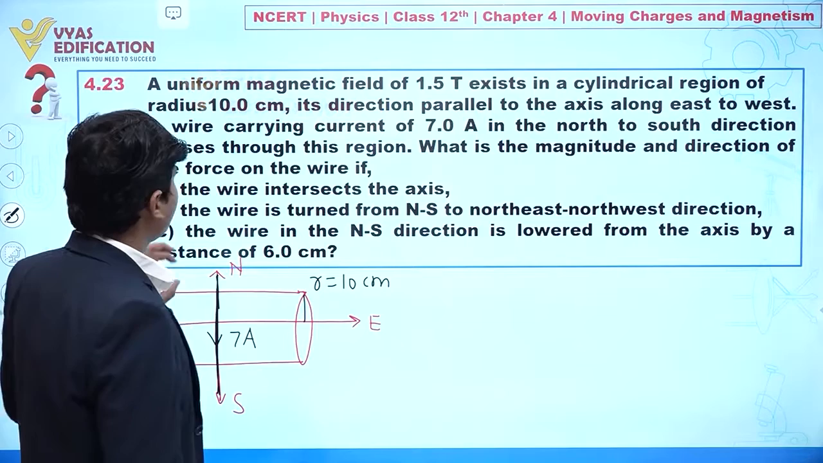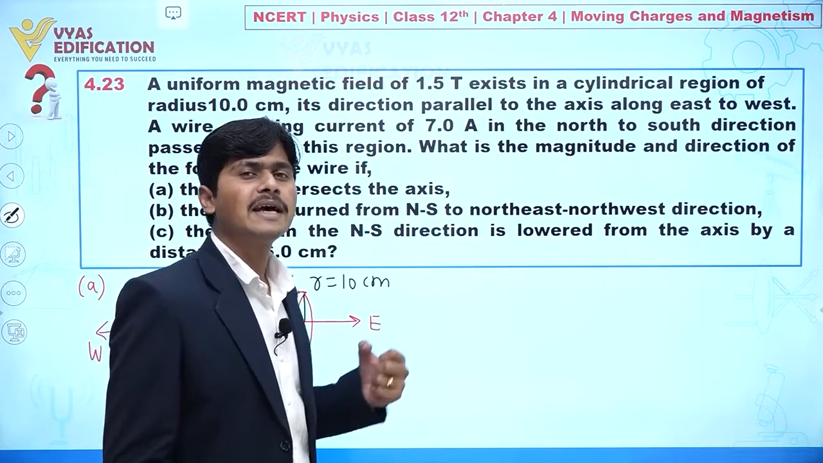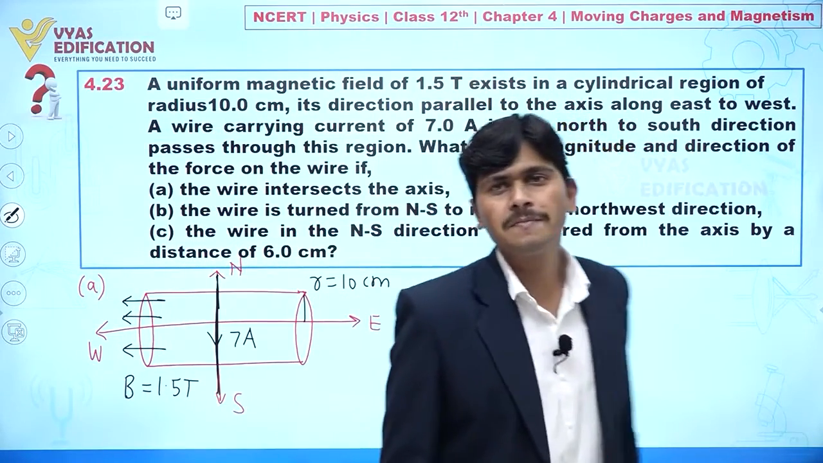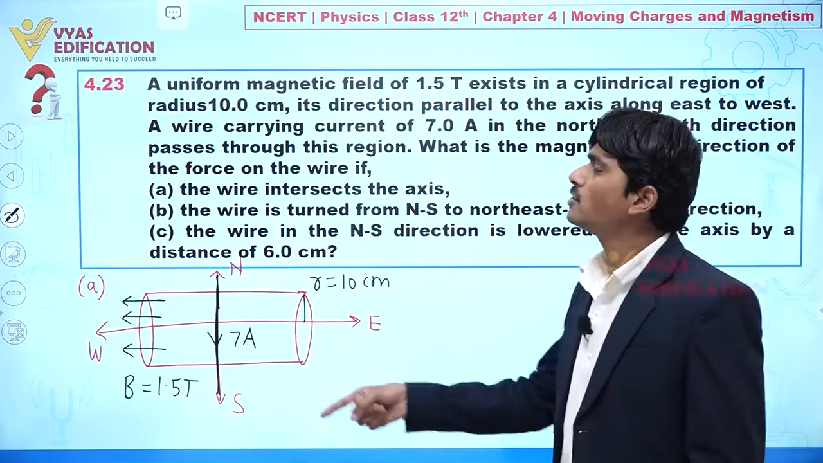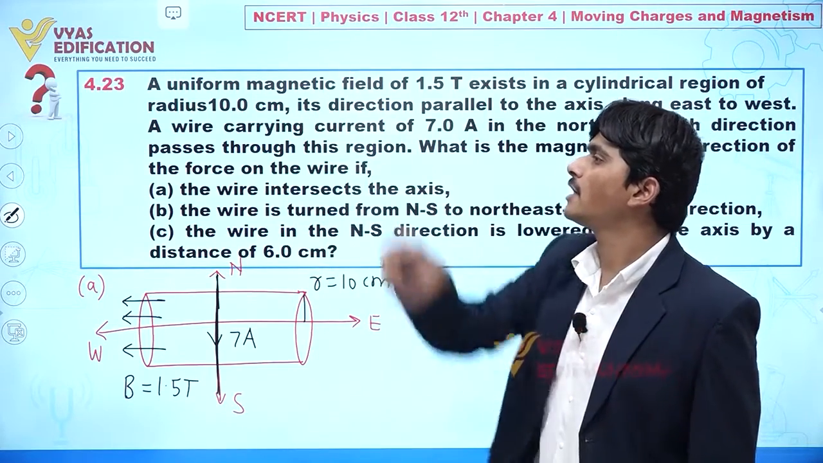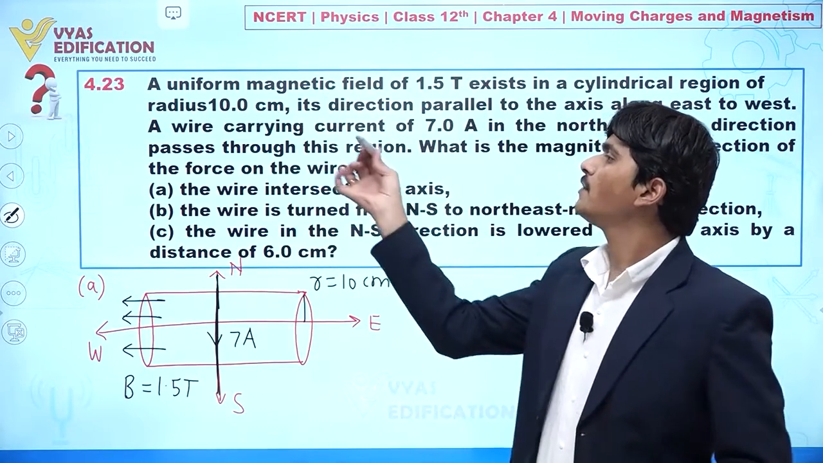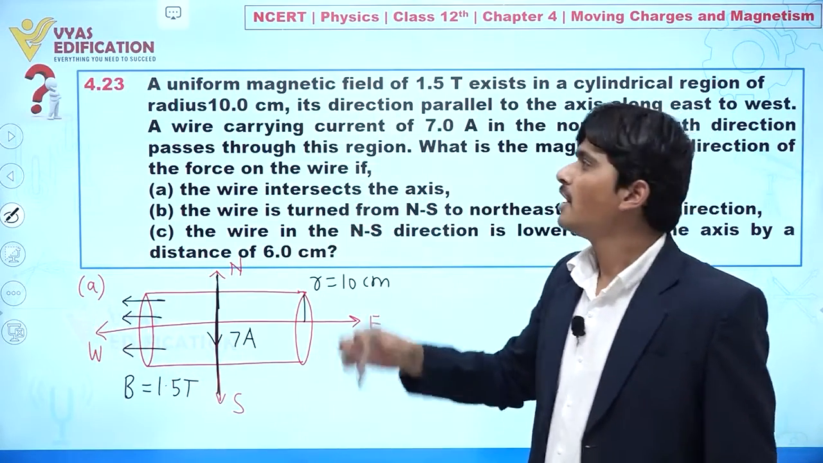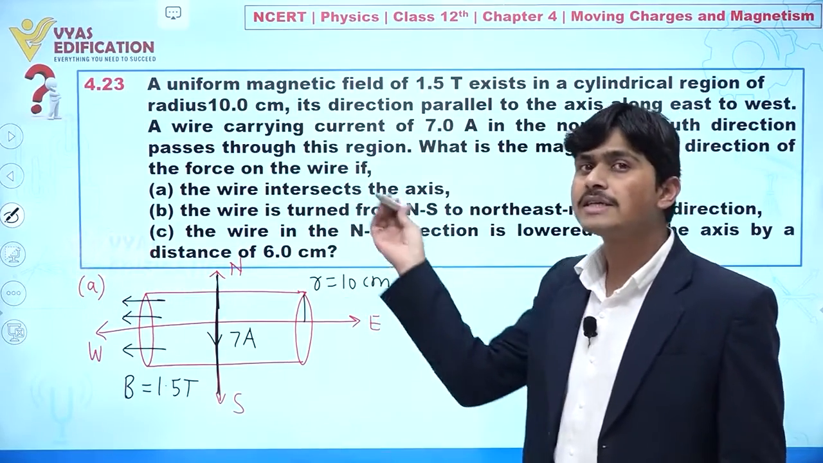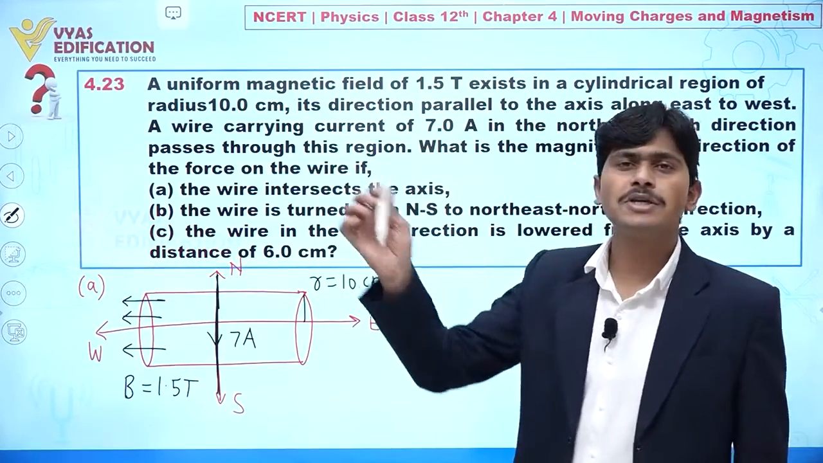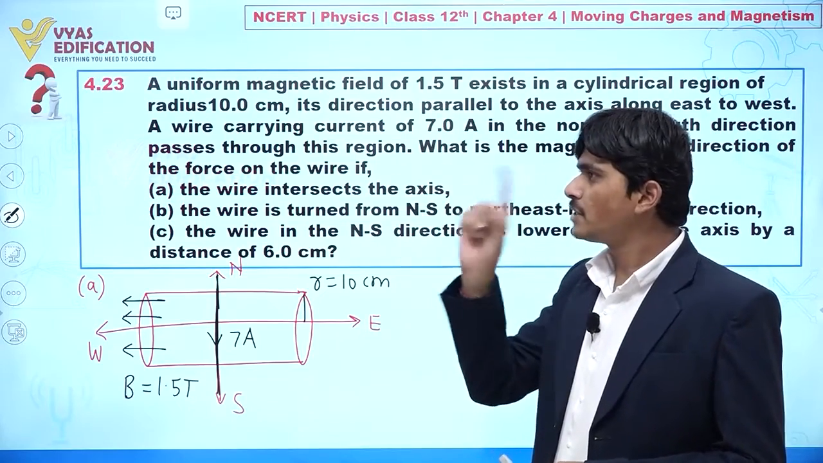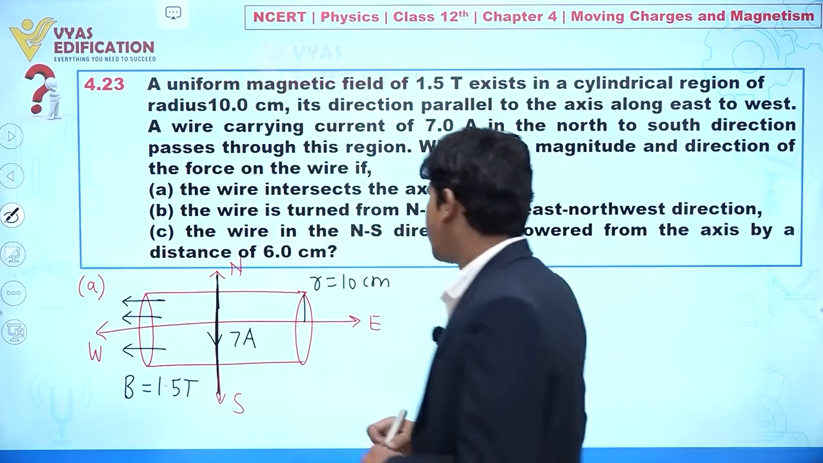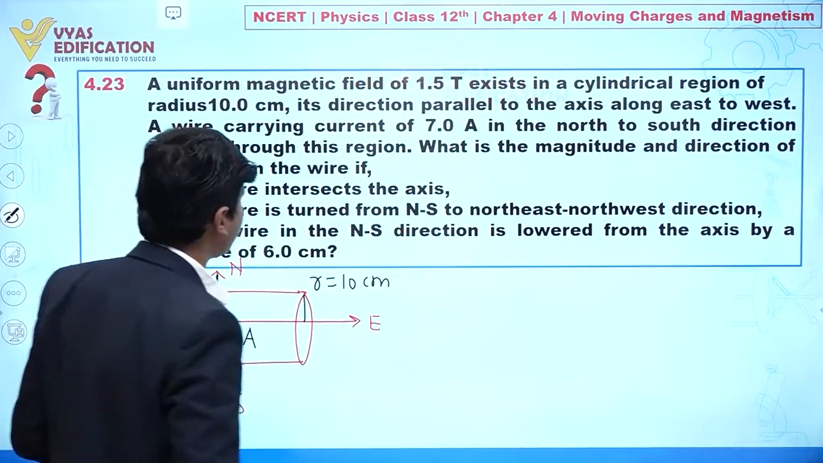Clear? Now we have to find what is magnitude and direction of the force, part A, when the wire intersects the axis. So let's suppose this is the cylindrical region. Clear? In this cylindrical region we have a wire like this. Clear? And current is going from north to south direction, and it is also intersecting the axis. It means I can say this wire is passing through, if I am observing from this side I can see a circle, so it is passing through the center of the circle. Clear? So now we can say our objective here is to find first the magnitude.